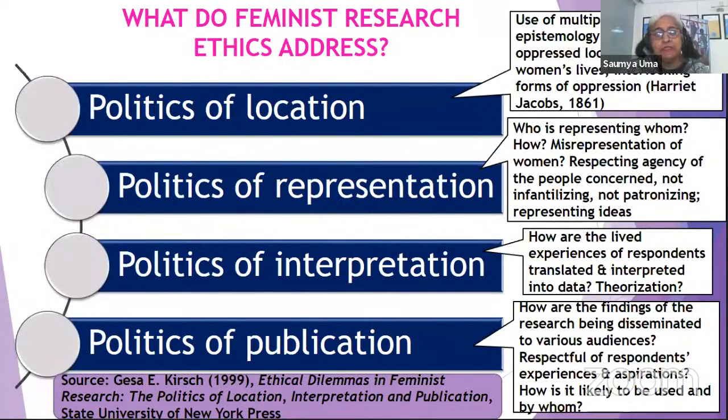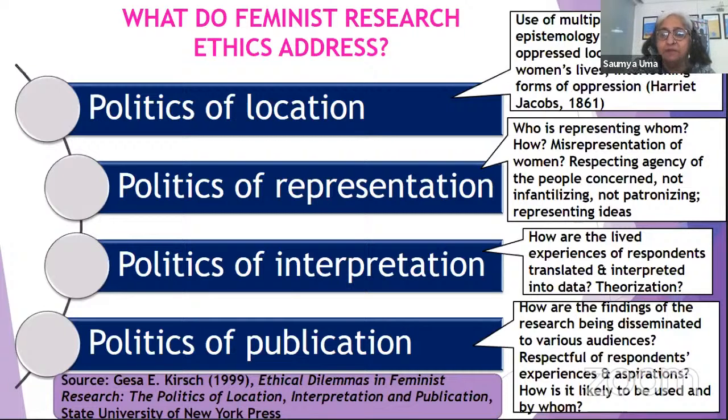What do feminist research ethics address? There are 4 kinds of politics. I think much of this has already been talked about by the earlier speakers. Politics of location, politics of representation, who is being represented and how, politics of interpretation, so how is the data being interpreted, and politics of publication. Giza Kirsch's work speaks a lot on this. So this is something that one could look at.